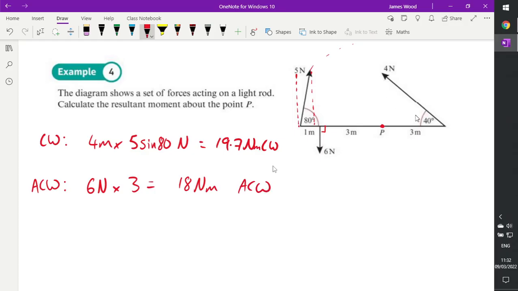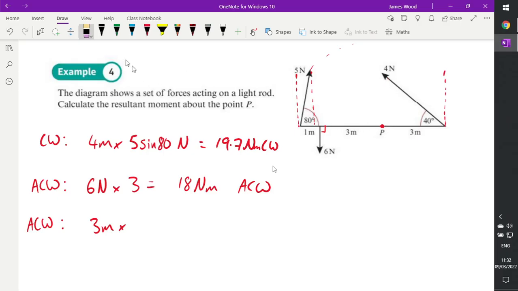And then lastly, we've got this 4 newtons. Now this is on the right hand side of the pivot, and it's pulling it that way, so this is going to make it go this way. So that is anti-clockwise. So I've got a distance of 3 meters. Now I'm going to resolve the force again. So I can split it by this, but again, it does kind of make it look a bit confusing maybe, so you might want to split it up there instead.